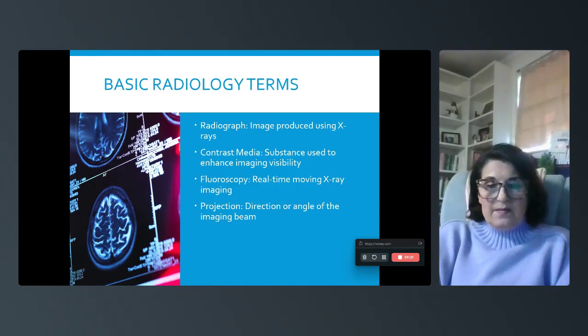A fluoroscopy is a real-time moving X-ray image, and then a projection is a direction or angle of the imaging beam. So, the projection is when it projects out, that's the image that you see.